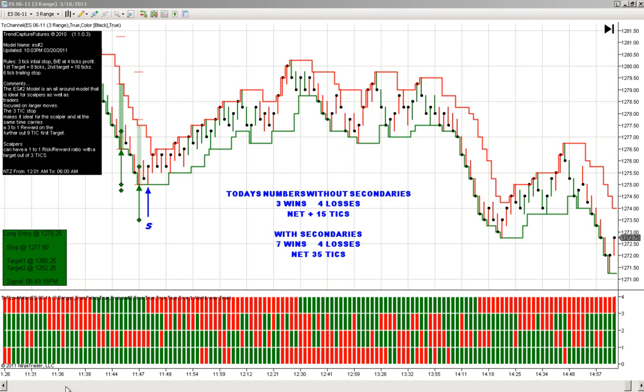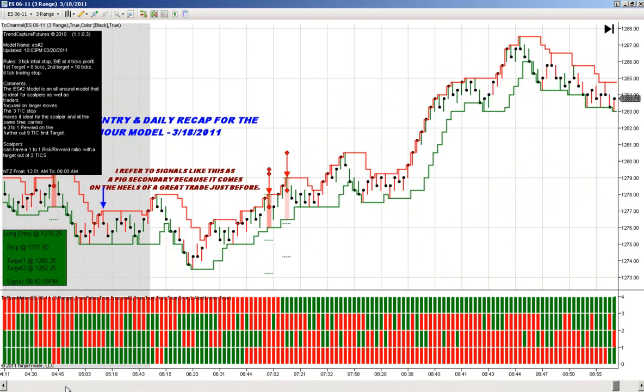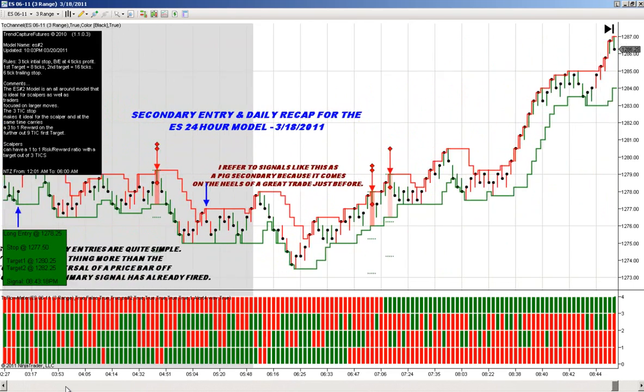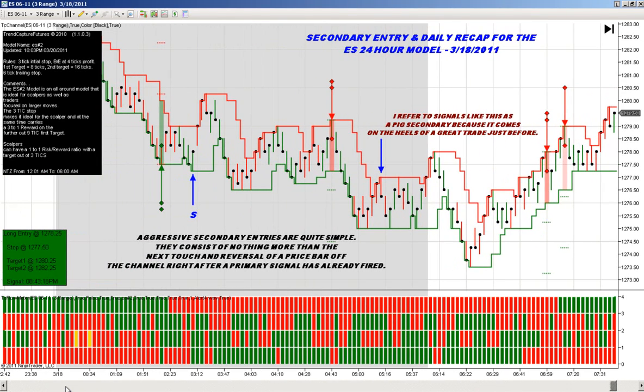So let me go back here to the beginning of the day. The ES2, if you don't know, is a 24-hour model. So it can be traded 24 hours a day. That's one of the nice things about it. I wrote down here: aggressive secondary entries are quite simple. They consist of nothing more than the next touch and reversal of a price bar off the channel right after a primary signal has already fired.